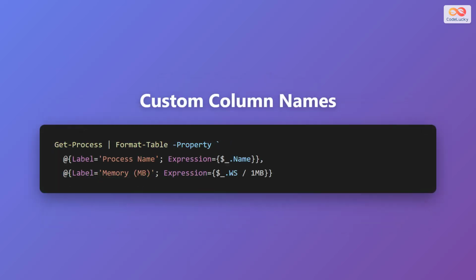Sometimes you want to rename columns or perform calculations on property values. Format-Table allows you to create custom columns using hash tables. Each hash table contains a label key for the column name and an expression key for the value to display. For example, you can rename name to process name and convert the working set memory from bytes to megabytes. The syntax uses the @ sign followed by curly braces containing label equals the new name in quotes, semicolon, then expression equals a script block that calculates the value. This powerful feature lets you transform and present data exactly how you need it.